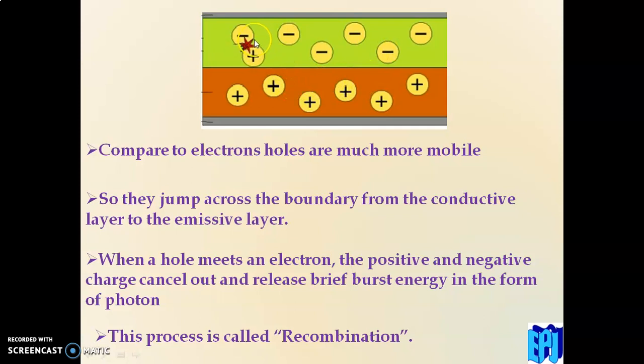When these holes meet these electrons, the cancellation of charges takes place, releasing a burst of energy, and this process is known as recombination. And due to this recombination of charges, a burst of energy is produced, and that light energy comes from this electron transport layer. That's why it is known as the emissive layer.